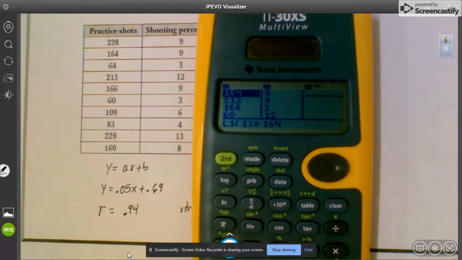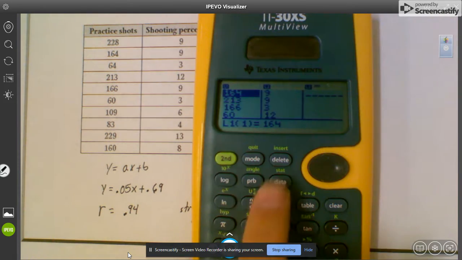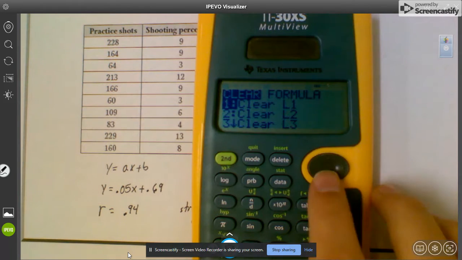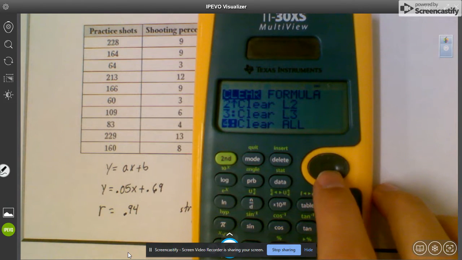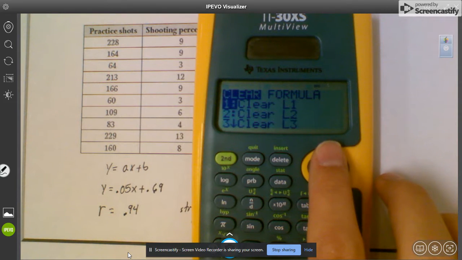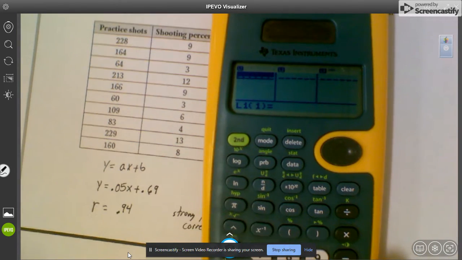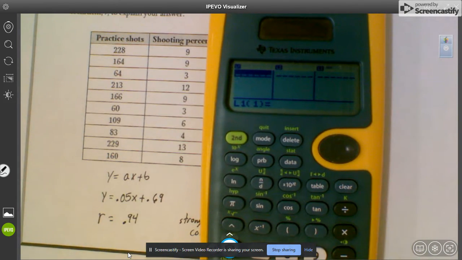If you're trying to clear out everything from your table, if you hit the data key again, it pulls up this screen. Clear L1, clear L2, clear L3, and the one that you can't see is clear all. You don't have to scroll down, but if you hit 4, then it is going to clear my entire data screen, and I can start over on my next problem.